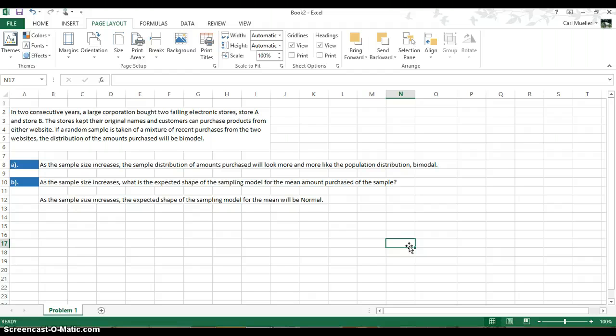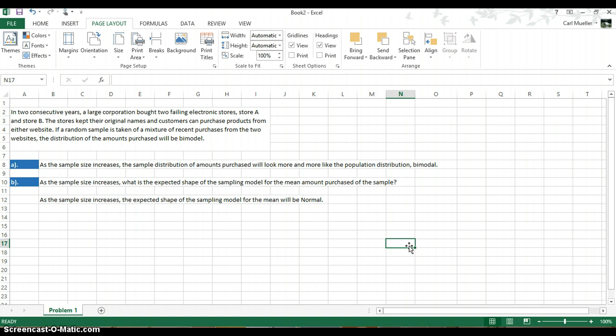So we'll go ahead and kick off with a question. In 2 consecutive years, a large corporation bought 2 failing electronics stores, Store A and Store B. The stores kept their original names, and customers can purchase products from either store's website. And so, for instance, if a random sample is taken of the mixture of recent purchases from these 2 websites, the distribution of the amounts of purchases will be bimodal.